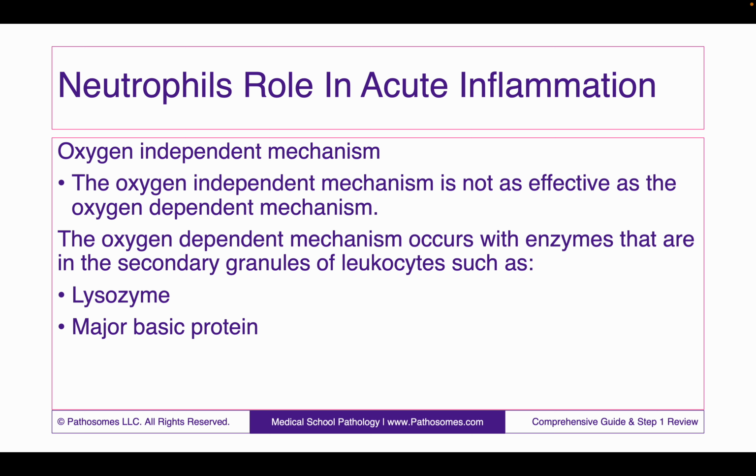Oxygen-dependent mechanism. We're going to talk about that now. The oxygen-independent mechanism is not as effective as the oxygen-dependent mechanism. The oxygen-independent mechanism occurs with enzymes that are in the secondary granules of leukocytes, such as lysozyme or major basic protein.